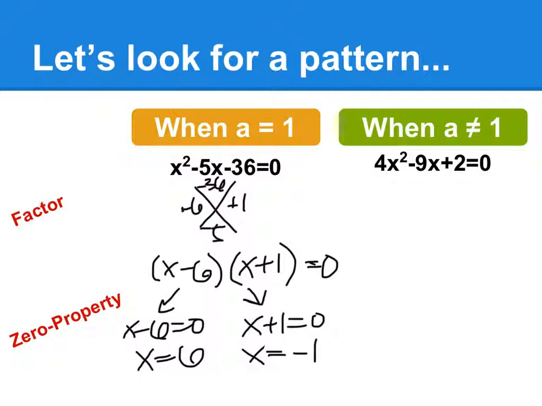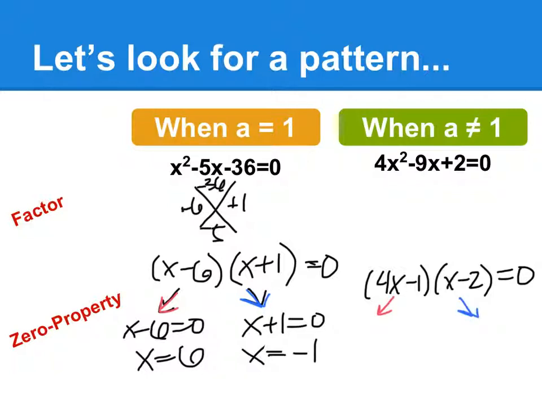Now over here, I'm going to skip a lot of the work because there's a lot more work on this side, but we ended up with, I think it was 4x minus 1 and x minus 2. Now what do you think we're going to do in this case? Let's see if you can figure it out. Yep, probably already guessed it. Set each of them equal to 0.